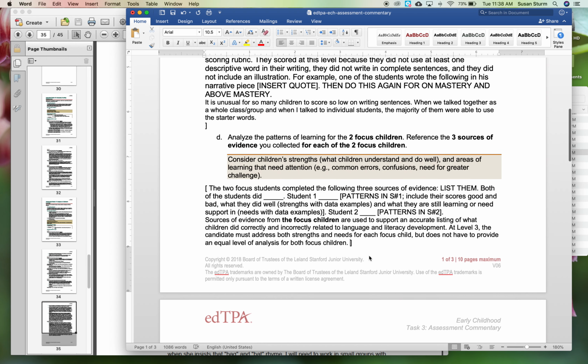But remember, you don't have to worry too much about what goes where because your scorer has been trained to look at your entire document when they're scoring task 3. They're going to look at all of your writing and they're allowed to score you if you put it in the wrong place for that rubric.